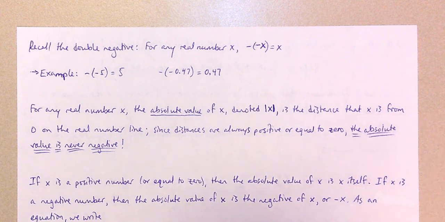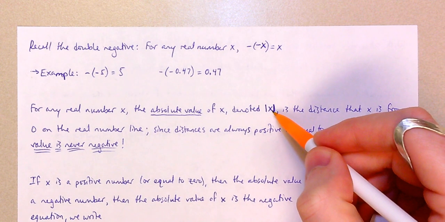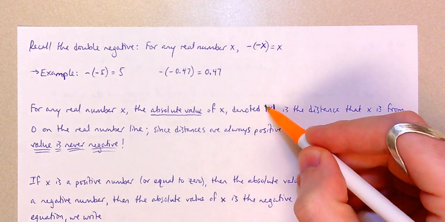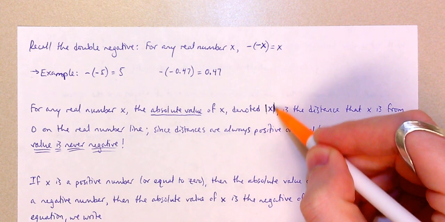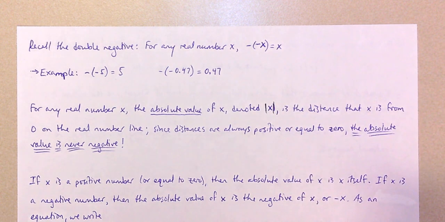Next key phrase, the absolute value. For any real number, call it x, the absolute value of x, and we denote it by x inside of two vertical bars. So this right here is saying the absolute value of x. This is the distance that x is from 0 on the real number line.